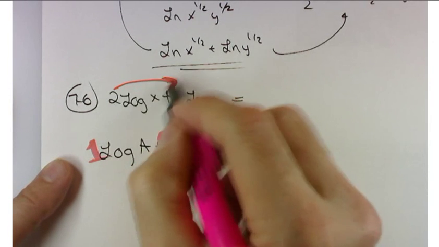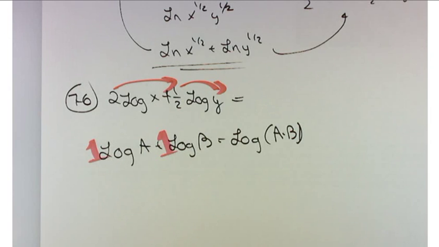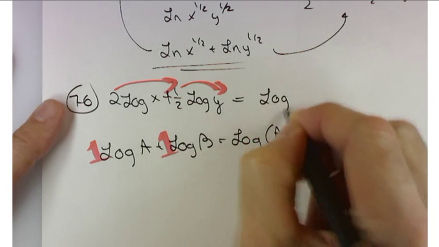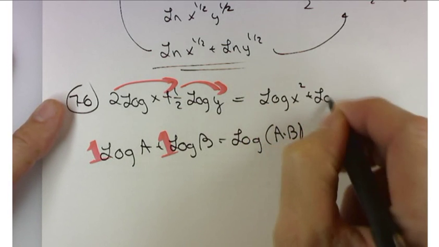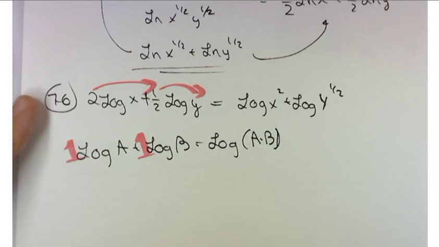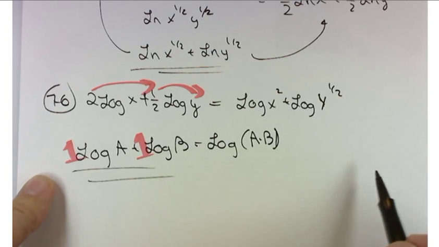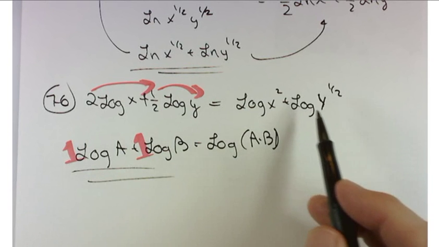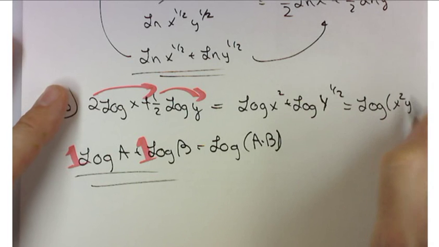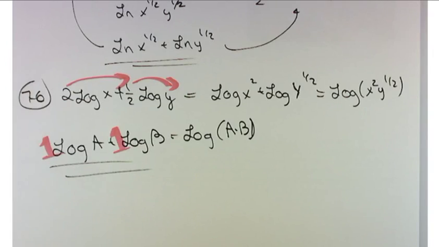Well, let's bring these up into the exponent. You're going to use your power rule in the opposite direction. So this will become log of x squared plus log of y to the 1/2. Well, that's better. Now I can use this rule right here. The sum of the logs becomes the log of the product. Log of x squared y to the 1/2, like that.